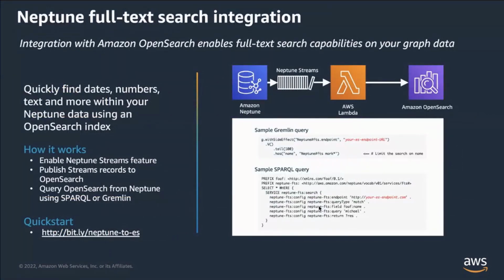Neptune full text search integration. You can use Neptune's integration with Amazon OpenSearch to perform full text search in your graph data. This helps you quickly find dates, numbers, texts, and even more with your Neptune data using an OpenSearch index. To perform full text searches, you would enable Neptune Streams, our change data capture feature, and publish records to OpenSearch using Streams. Then you can easily query OpenSearch from Neptune and use any of the graph query languages to perform full text searches.